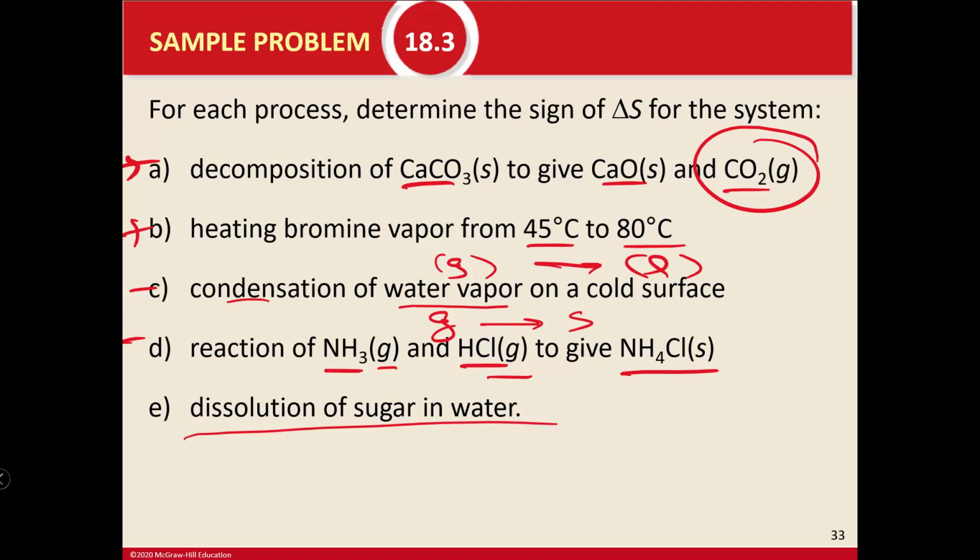Dissolution of sugar in water. Yes, just think about it. Here's the water, and initially the sugar's in a pile here. That's less entropy than if you have the sugar molecules distributed throughout the water like so. So this is going to be a positive entropy change. So those are not hard. Just think about, are there more positions to occupy? If there are more positions to occupy, then we're going to have a positive entropy change.